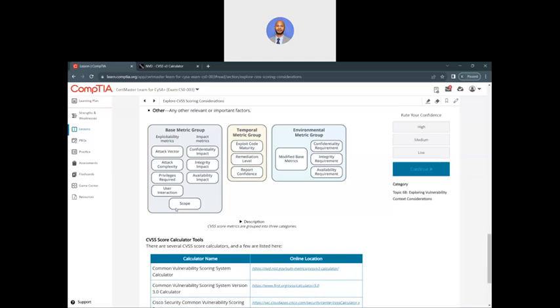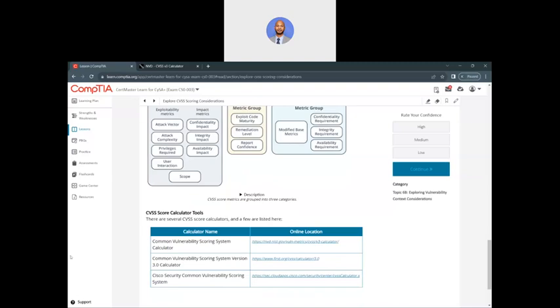So think of your environmental metric group as your business operations and what is important to them. And this is how you're going to create your scoring. So you have your base. This is just the standard. This is what you start with. Then your temporal, when you add some of those different complexities, those different variables, into your base metrics, and then apply it to your business operations, to have an understanding of how to best calculate a score that you can use to protect your organization.